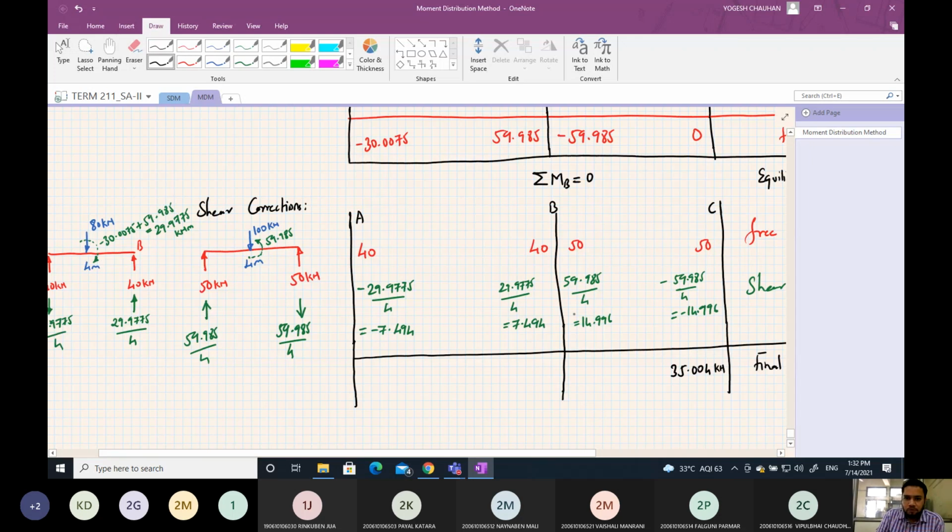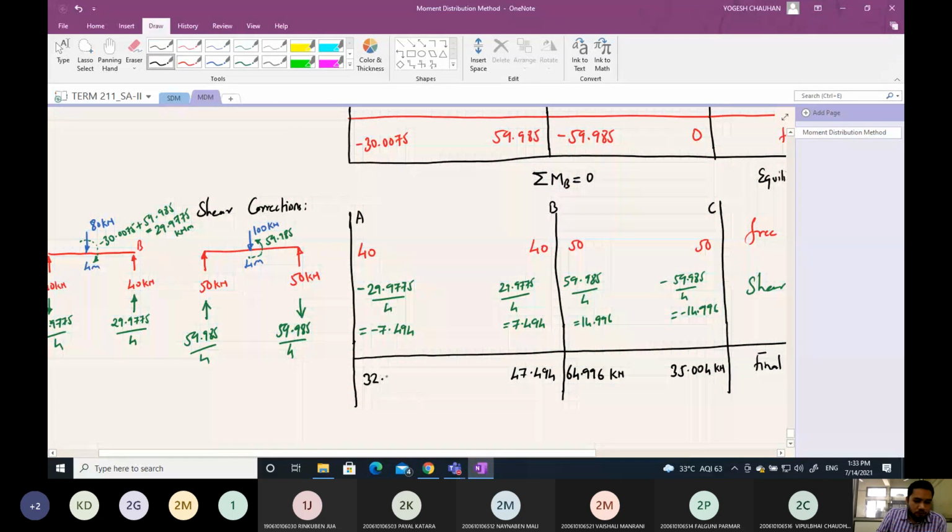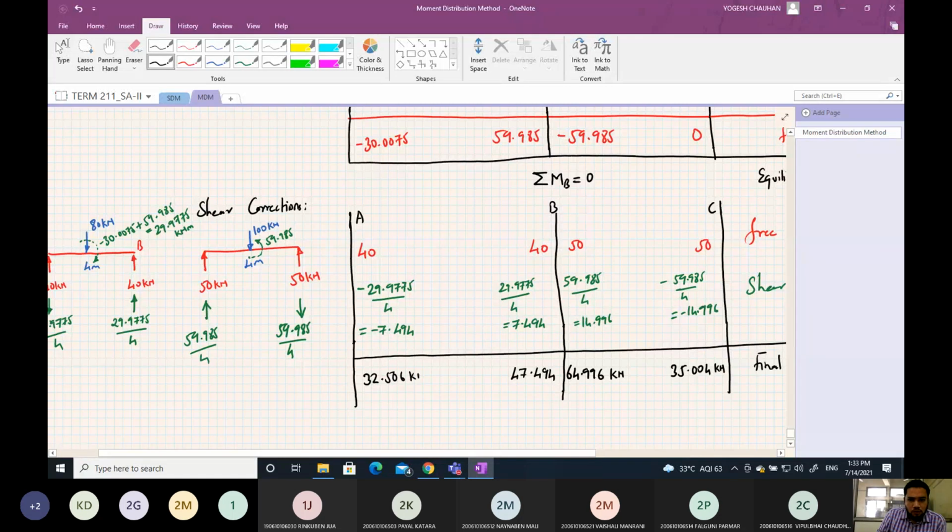This will be 50 plus 14.996, that is 64.996. This will be 47.494, and this will be 40 minus 7.494, that is 32.506 kilonewton.